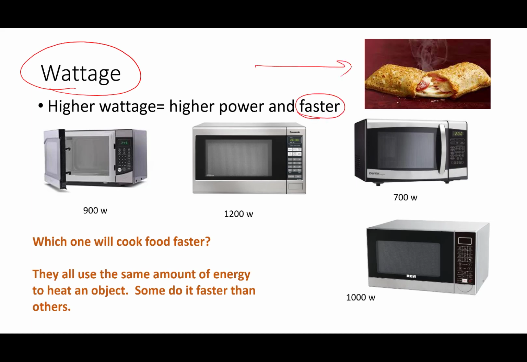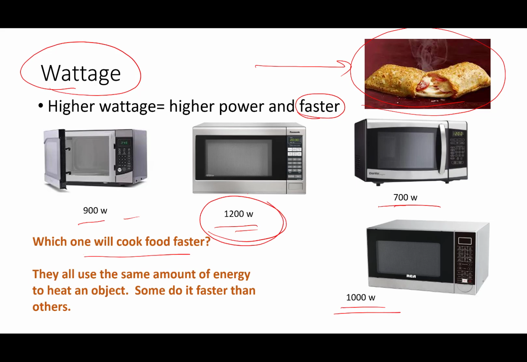Now, when we talk about wattage of an appliance, we're talking about how fast the job can get done. So let's say you grab a Hot Pocket or some frozen meal and you want to cook it quickly in a microwave. So here are 1, 2, 3, 4 microwave ovens. Each one has a wattage: 900 watts, 1200 watts, 700 watts, 1000 watts. If you want to take a frozen meal, put it in there, and get it to the same level of doneness or hotness, which one's going to cook the food faster? Yeah, the 1200 watt microwave is going to do it faster.